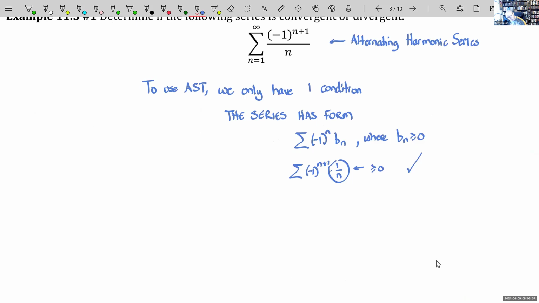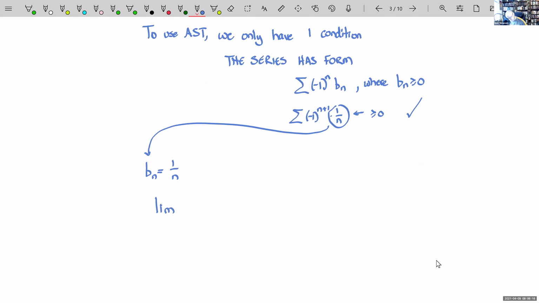Let's go ahead and use it. We'll take that 1 over n, which we're going to call b sub n, and we're going to take the limit as n tends to infinity. We want to know, is that 0? And obviously it is. There's no craziness here. You can just say that's equal to 0. I can easily see it is. Not too bad. So check. That's one of the two conditions to satisfy the alternating series test.